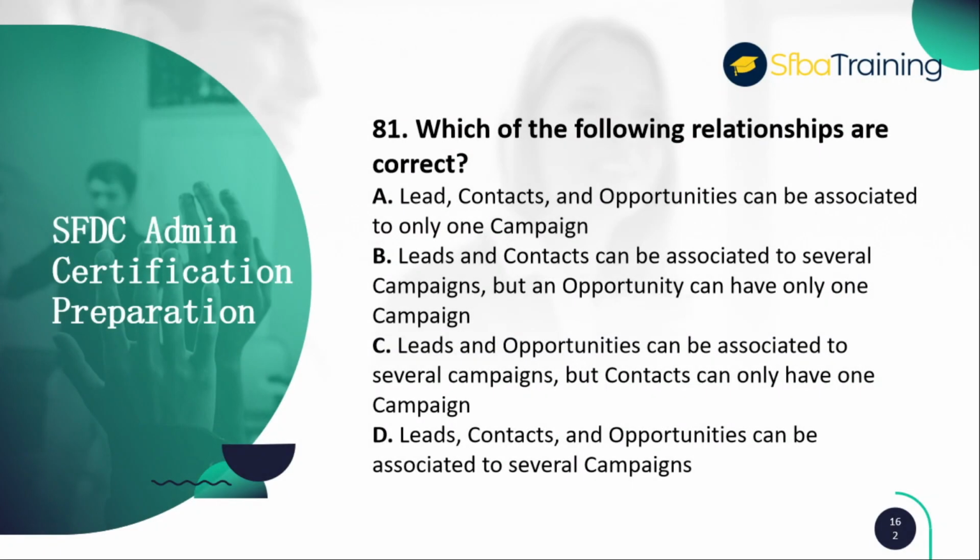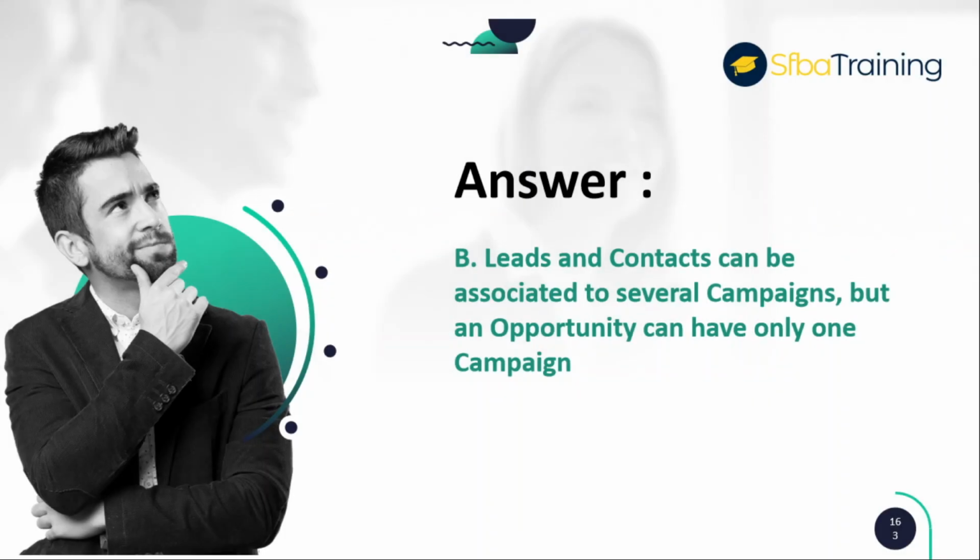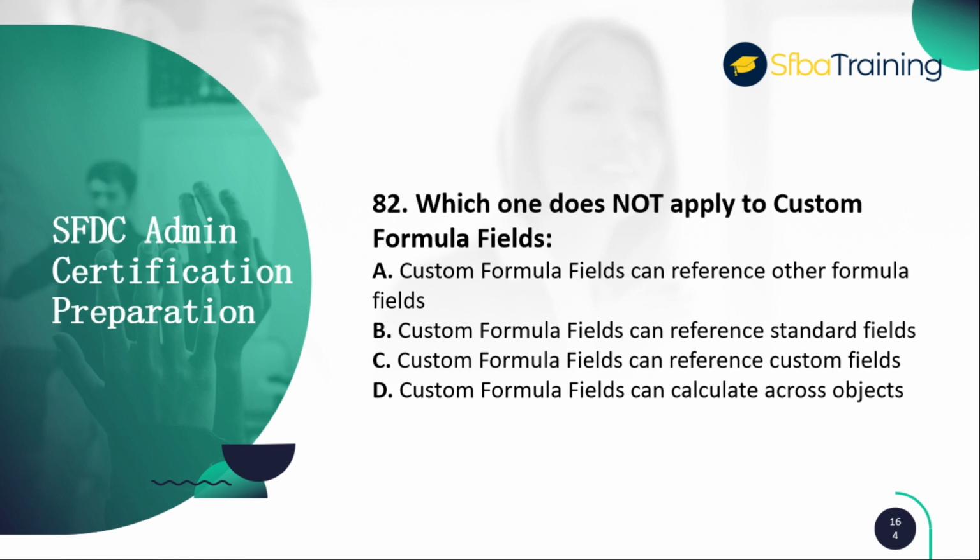Number 81. Which of the following relationships are correct? A, leads, contacts, and opportunities can be associated to only one campaign. B, leads and contacts can be associated to several campaigns, but an opportunity can have only one campaign. C, leads and opportunities can be associated to several campaigns, but contacts can only have one campaign. D, leads, contacts, and opportunities can be associated to several campaigns. The answer is B, leads and contacts can be associated to several campaigns, but an opportunity can have only one campaign.